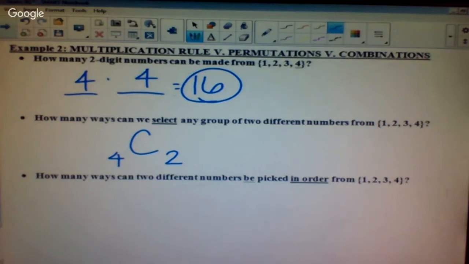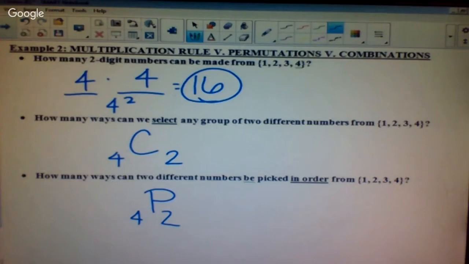Remember, I can also write this multiplication statement as 4 to the 2nd power. It's all the same numbers, it's just how you put it. 4P2. So how many ways can 2 different numbers be picked in order? 6. That's what makes this a permutation now. I still have 4 numbers to choose from, and I still want a 2-digit number. So this one's 4P2.